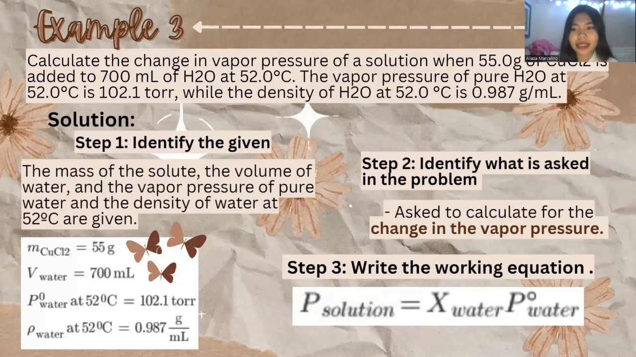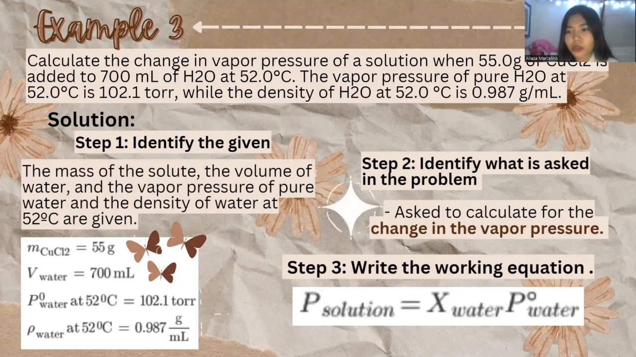Hi again! Next is example 3. Calculate the change in vapor pressure of a solution when 55.0 gram of CuCl2 is added to 700 ml of H2O at 52.0 degrees Celsius. The vapor pressure of pure H2O at 52.0 degrees Celsius is 102.1 torr, while the density of H2O at 52.0 degrees Celsius is 0.987 gram over ml.